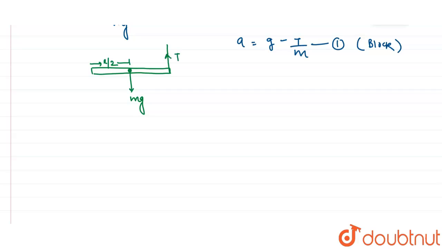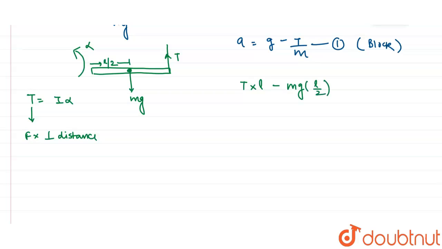So I'm going to write a torque equation for this rod, and we know that torque is equal to I alpha, and torque is equal to force into perpendicular distance. As you can see, on the rod there are two forces acting, first is tension and second is mg, and this rod is moving with angular acceleration alpha. So I can write the torque equation: the first force is tension T into perpendicular distance l, and the second force is mg, that is weight, with distance l by 2. Force into perpendicular distance is torque, and it is equal to I alpha.